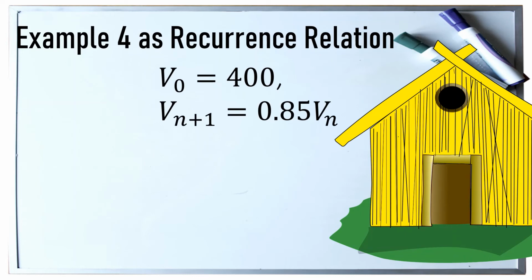Example 4 as a recurrence relation is very similar to compound interest. V0, the principal, is equal to 400. To get the next number in the sequence, we multiply the previous number by 0.85. 400 times 0.85 gives us 340. Multiply that by 0.85, we get 289, and so on.